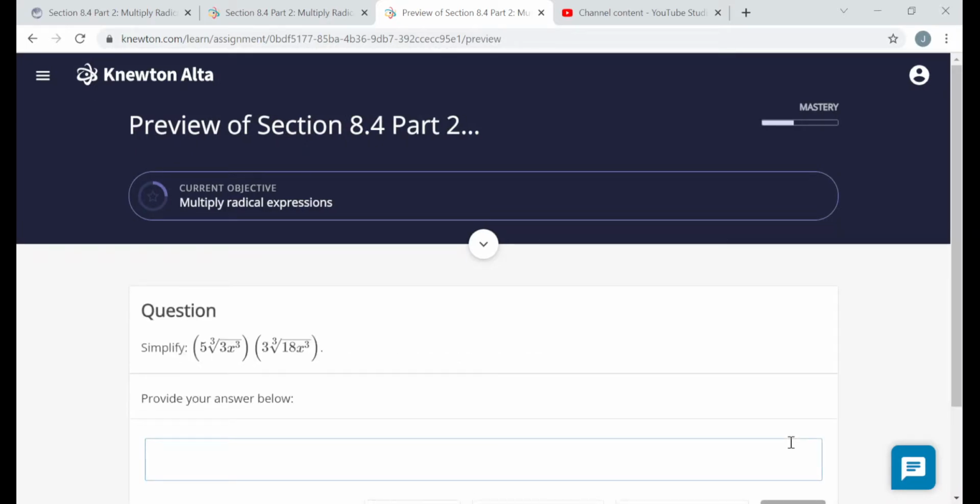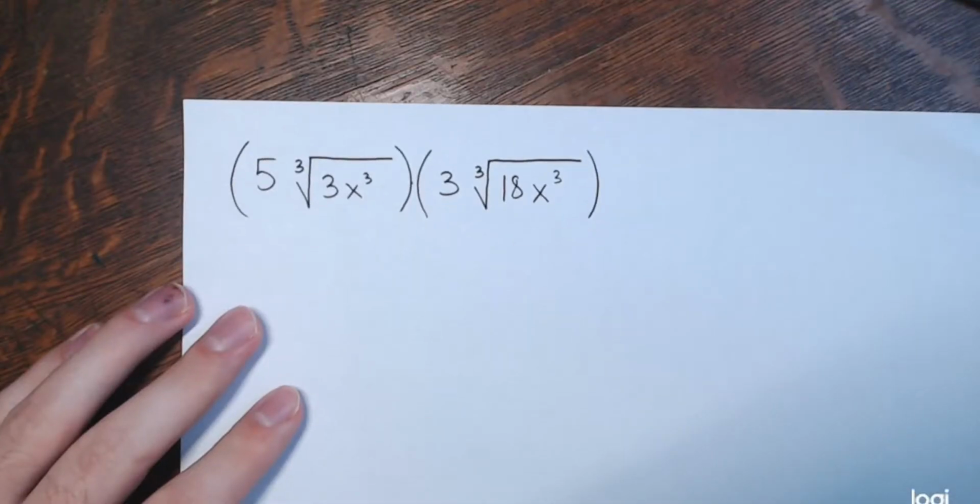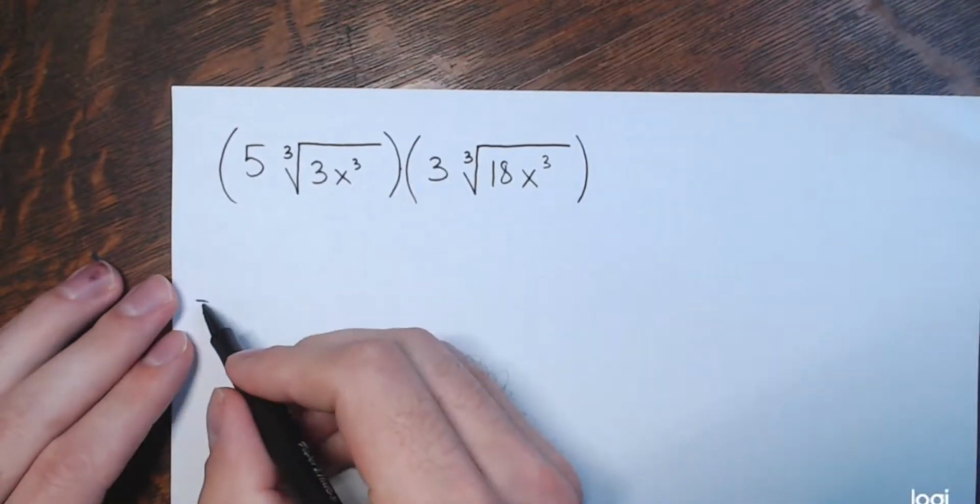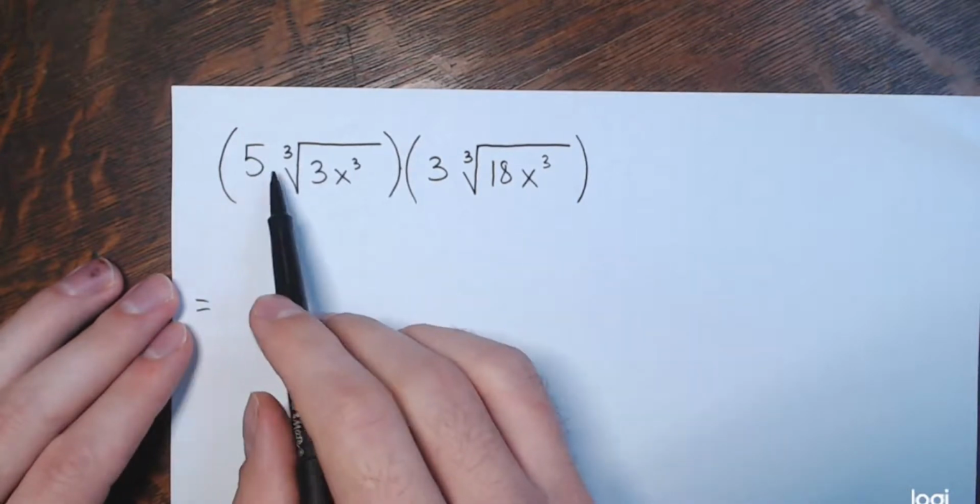So multiplying radical expressions again. Now these are, once again, single term. No need to FOIL, no need to distribute here. There's no addition or subtraction in either of these expressions. So it's just like the previous example, where I multiply the non-radical factors, then I multiply the radical factors, and simplify the radical at the end. So once again, no distributing. We're just multiplying a bunch of factors here.